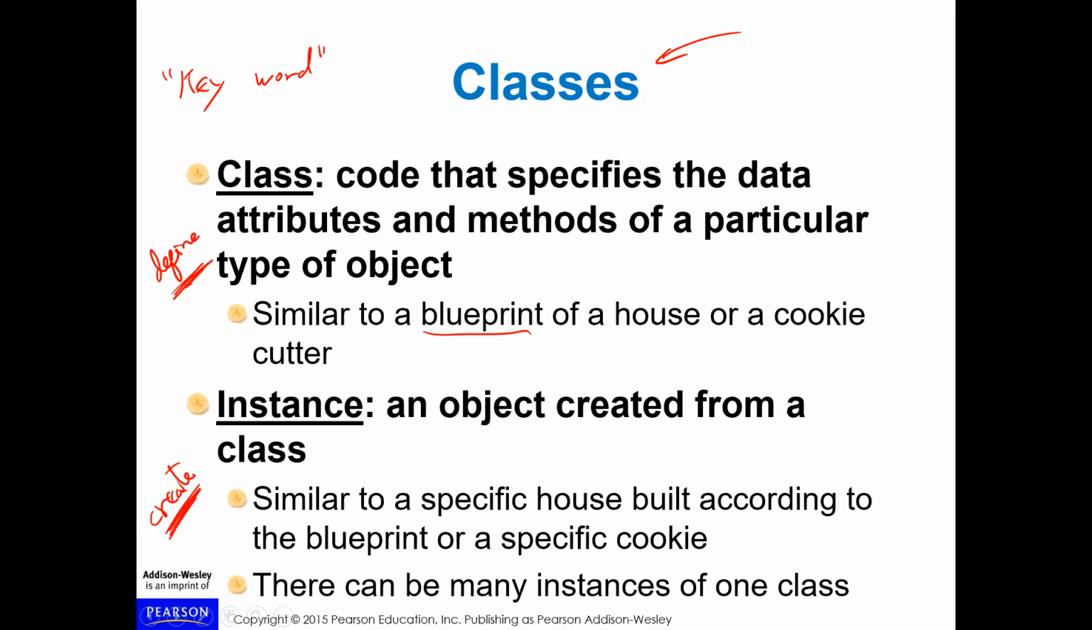And so in create, basically where you define the class, you're going to set up an instance, right? An object created from a class, right? So that's the instance. It's similar to a specific house built according to the blueprint or a specific cookie. There can be many instances of one class, and that's what I said with the games, right?